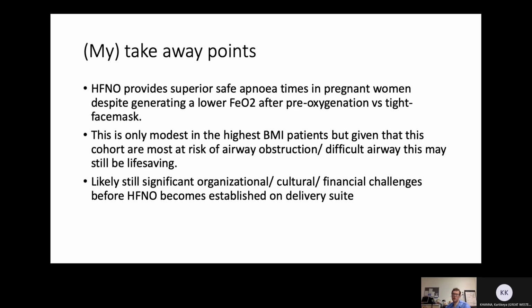So what are my takeaway points? My takeaway points are that high flow nasal oxygen provides superior safe apnea times in pregnant women, despite generating a lower end-tidal oxygenation after pre-oxygenation versus a tight mask.